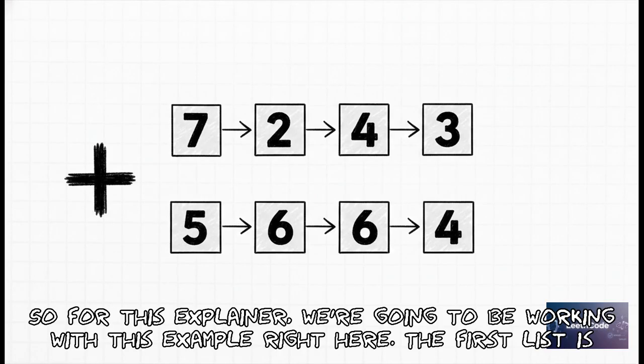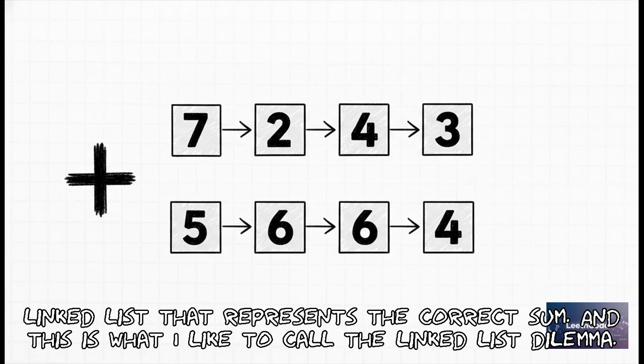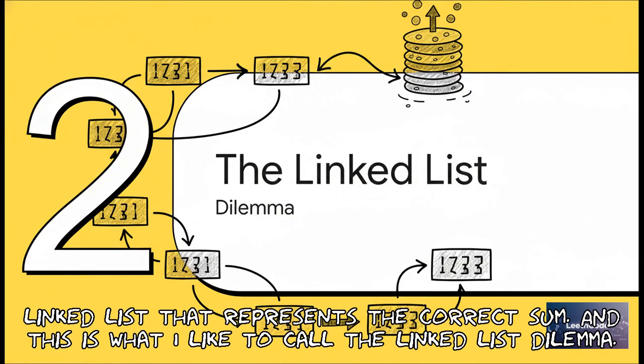So for this explainer, we're going to be working with this example right here. The first list is basically the number 7,243. The second one is 564. Our job is to add them up and spit out a brand new linked list that represents the correct sum. And this is what I like to call the linked list dilemma.